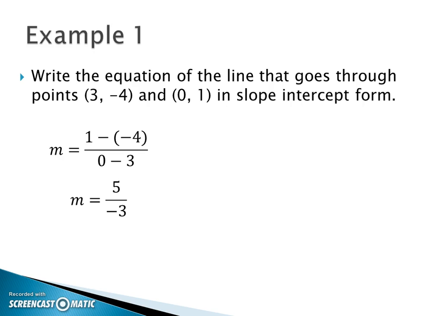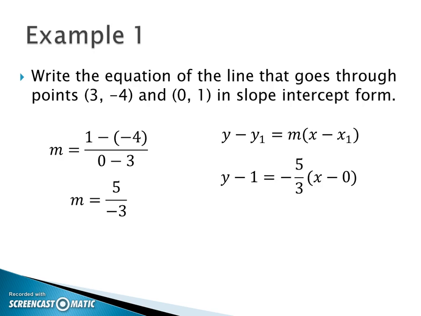Now, we want it in slope-intercept form, but I'm going to start in point-slope form because we have a point and we have the slope. And that's the easiest way to get it into slope-intercept form. So we're going to use our point-slope form. In this question, I'm going to use the second point, (0, 1), because the 0 will make it much easier when we substitute in. So x1 in this question is 0, y1 is 1, and our slope is 5 over negative 3.